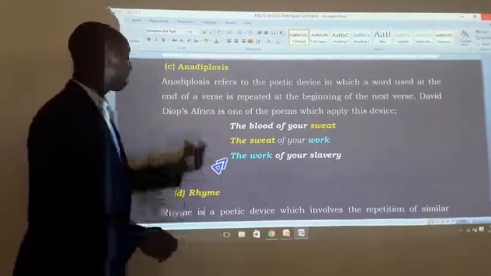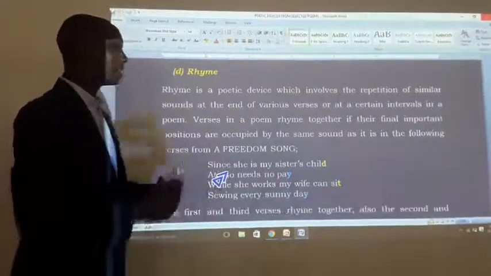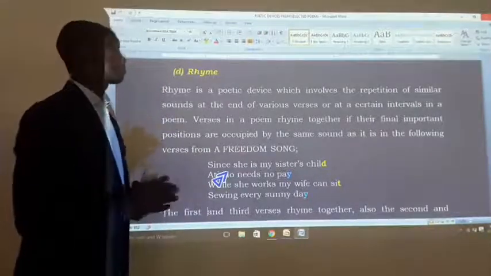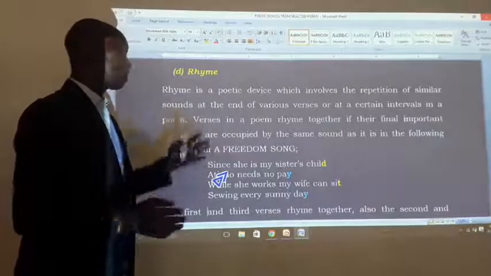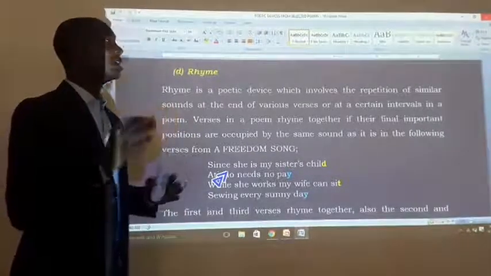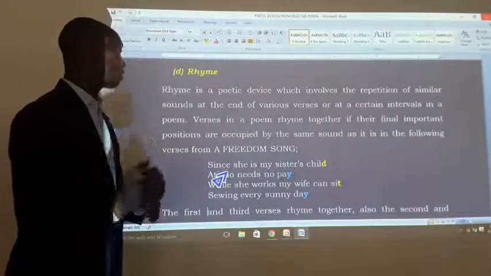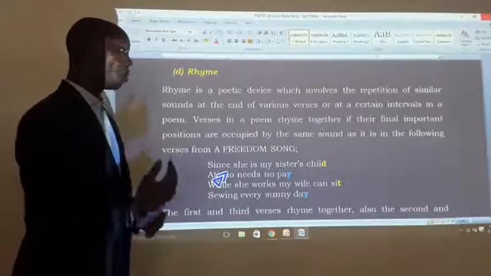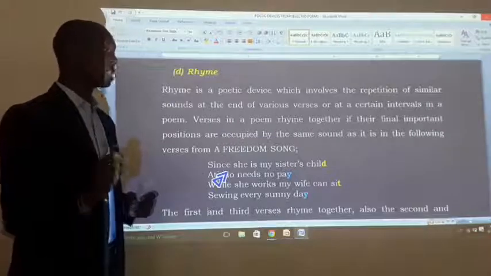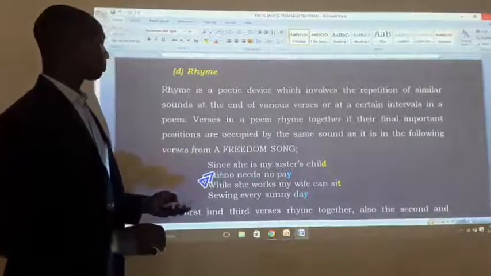Dear learners, let us keep discussing other forms of musical device and the way they have been applied by different poets in the common poems we use at schools. Another is rhyme. A rhyme, in fact, is a poetic device which involves a repetition of a similar sound at the end of various verses or at certain intervals in poems. Verses in a poem rhyme together if their final positions are occupied by the same sound, as it is in the following verses from the Freedom Song.